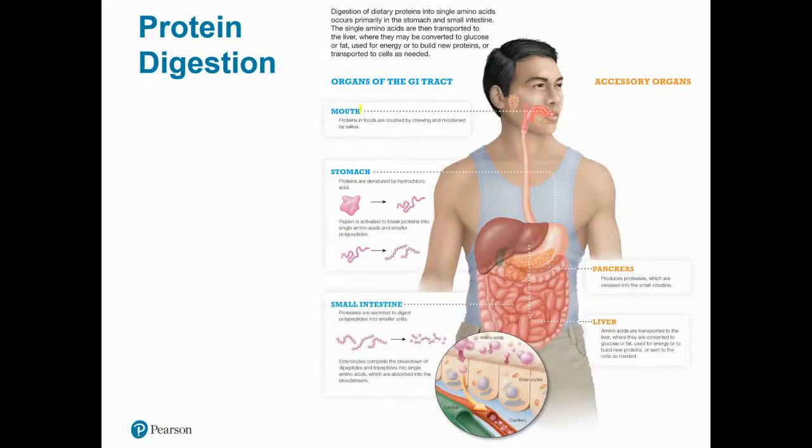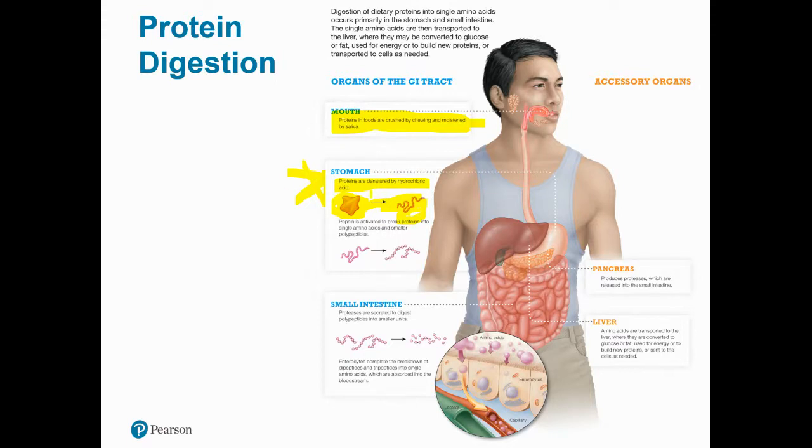So the overview, right, I guess technically we could say that anything is digested in the mouth because of the chewing, so the mechanical digestion. But really it's the stomach where proteins get denatured by hydrochloric acid. So that's what this is showing. Here's your globular protein that suddenly gets broken down into its peptide chains.